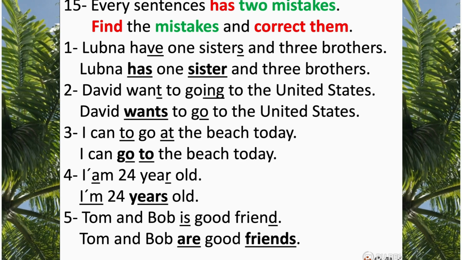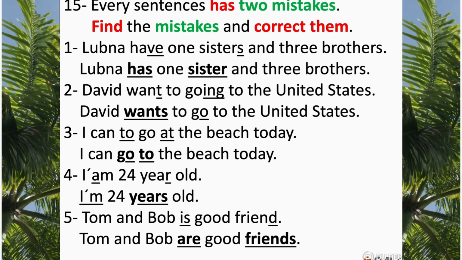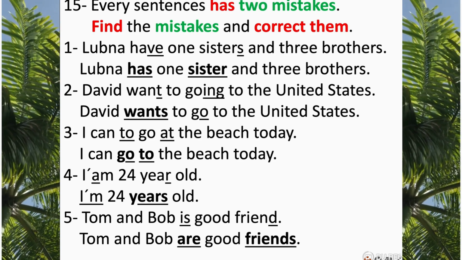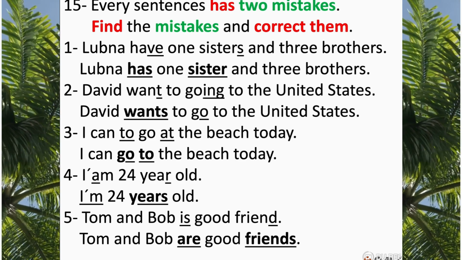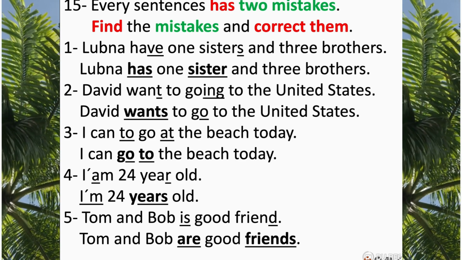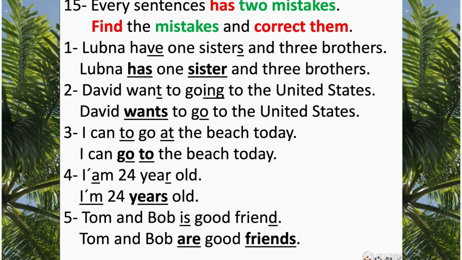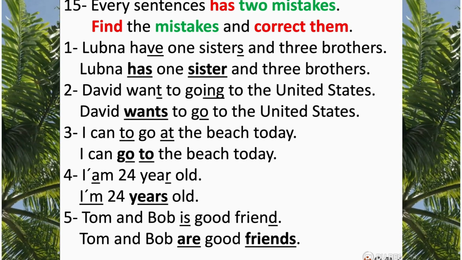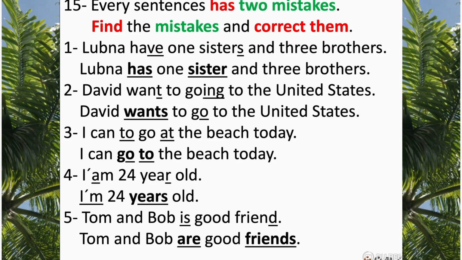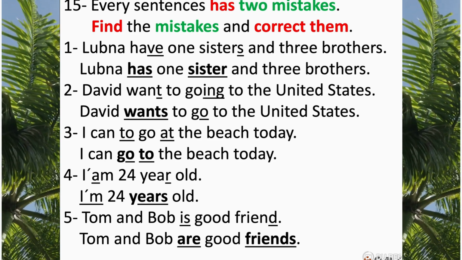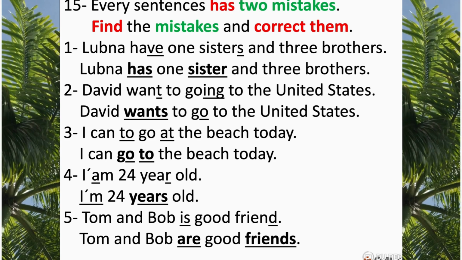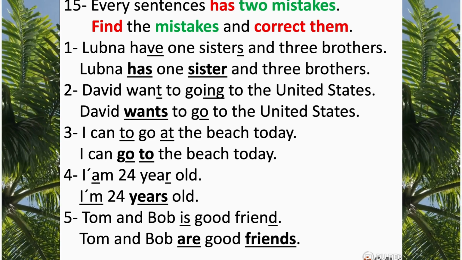Sorry. Number 3, I can to go at the beach today. I can go, not to go. Because after can, the verb comes without to, infinitive without to. And we don't say at the beach, we say go to the beach. So I can go to the beach today.